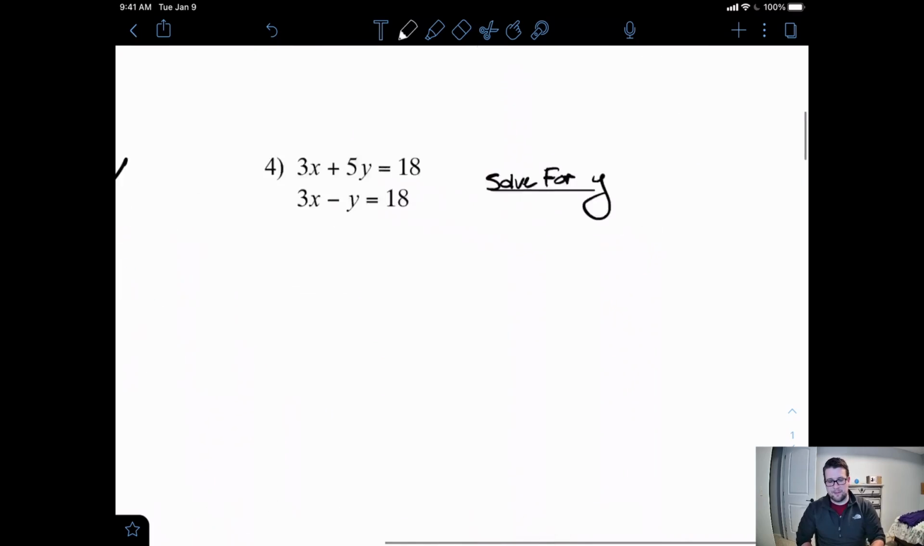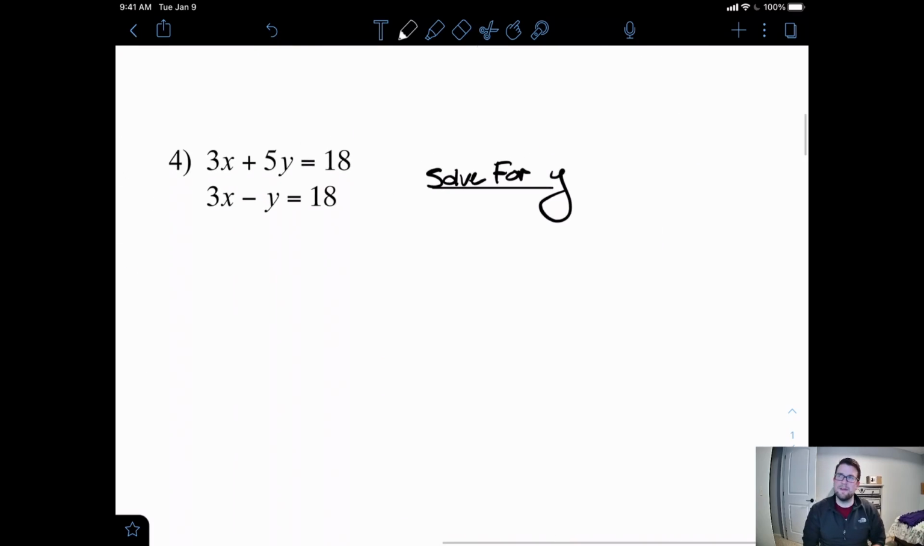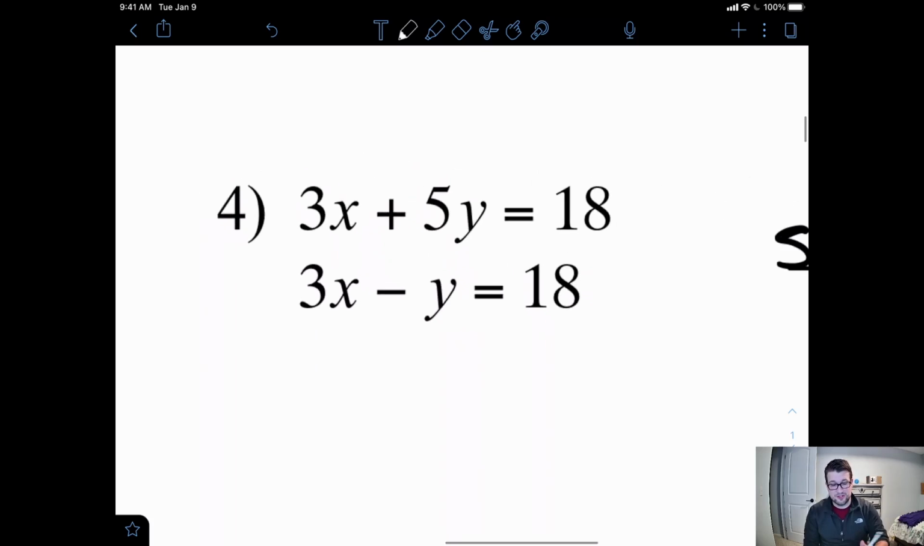Let's look at problem number 4. In this one, it says solve for y. What that means is we want to cancel out the x's. So in this situation, we should first look, do the x's cancel right now? And the answer is no. And the reason they don't is because they're both positive. Remember, one needs to be negative and one needs to be positive in order for them to cancel.